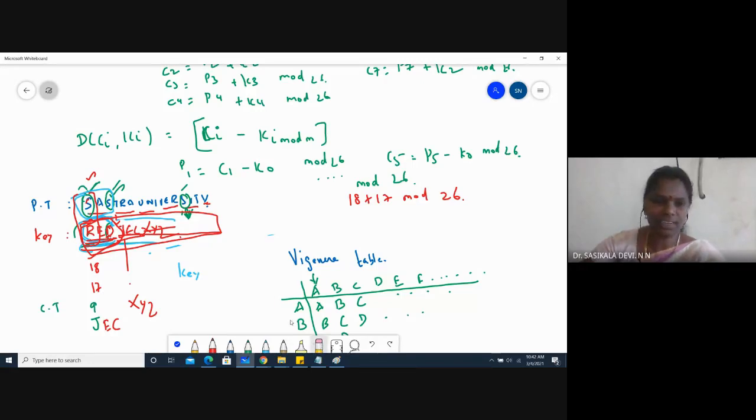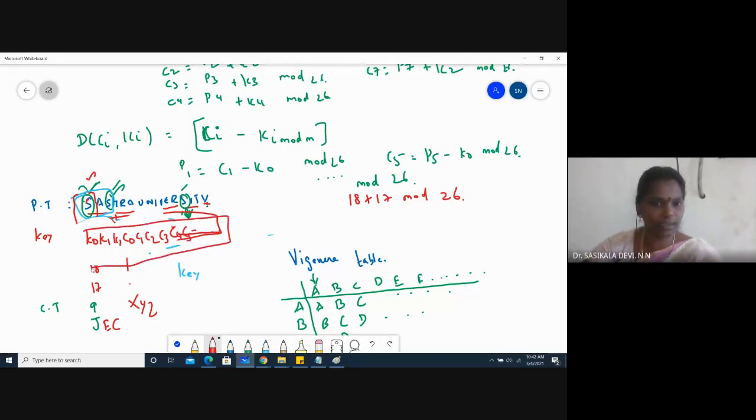So I can generalize like this. For example, your key size is 3: K0, K1, K2. After that, C0, C1, C2, C3, C4, C5, and so on. So you will get a unique key string here. This type of system is known as the autokey system.